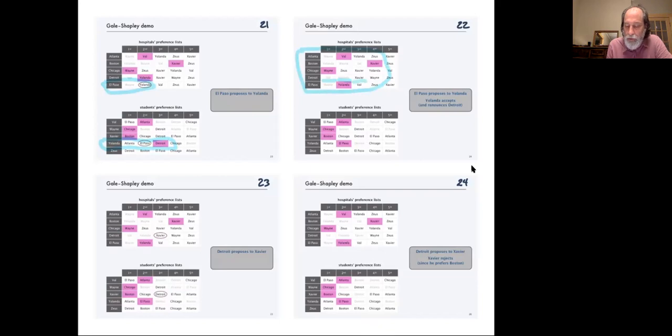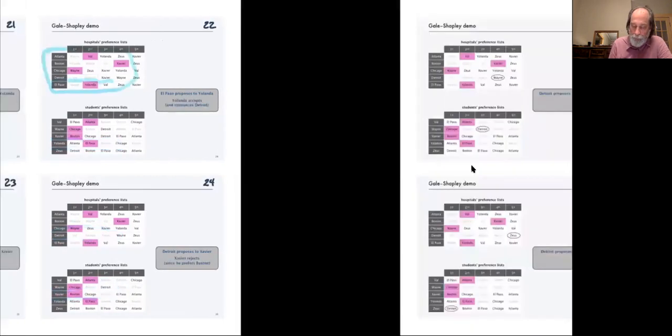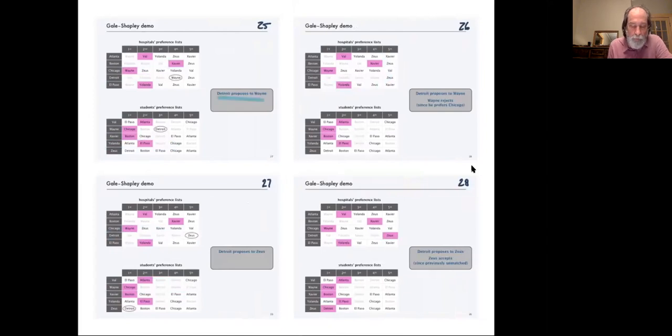So Detroit's next candidate is Xavier. Detroit's the only unmatched hospital at this point. So the next offer has to be from Detroit, and it has to be to Xavier, the next candidate in Detroit's list. Okay, so Detroit proposes to Xavier. Xavier is already matched with Boston and prefers Boston to Detroit, so he rejects Detroit's offer. So next, Detroit proposes to Wayne. Wayne similarly is already matched with Chicago, which is preferred, so he rejects Detroit's offer.